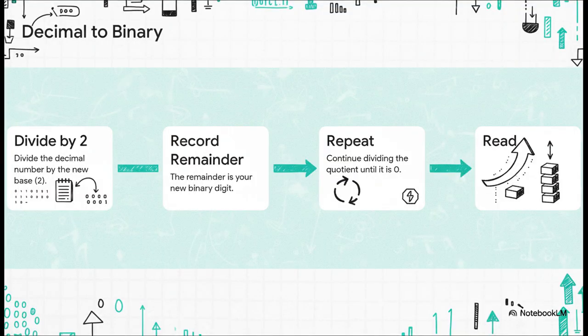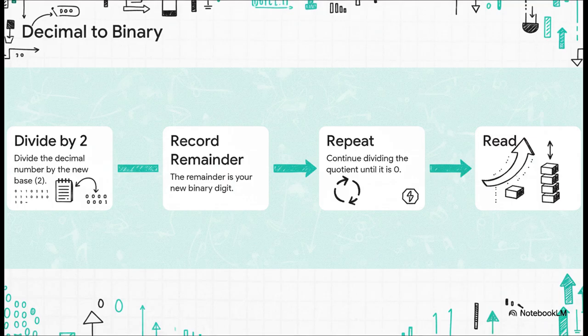So here's the simple recipe for converting any decimal number into binary. It's called the division remainder method, and it's super straightforward. Step 1, take your number and divide it by 2. Step 2, write down the remainder. It's either going to be a 0 or a 1. Then you just keep doing that over and over with the result until you get down to 0.